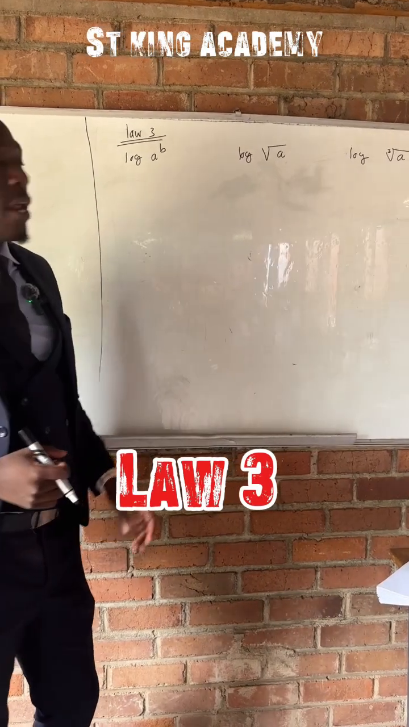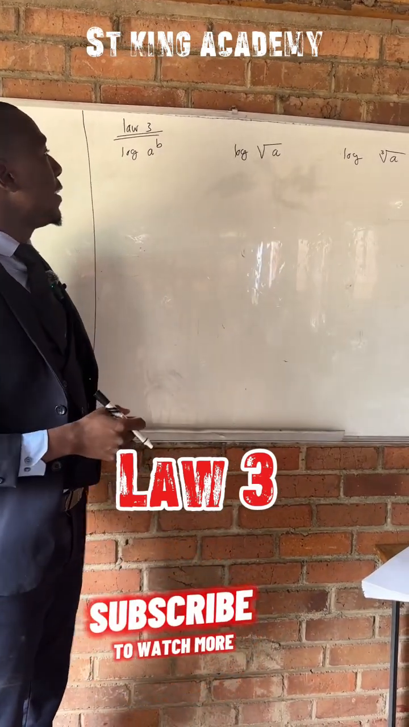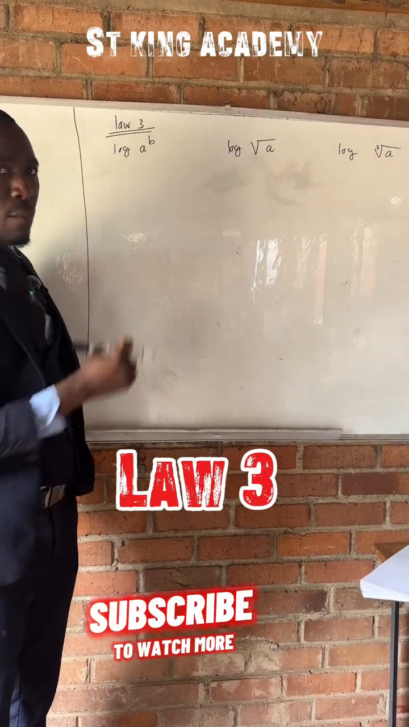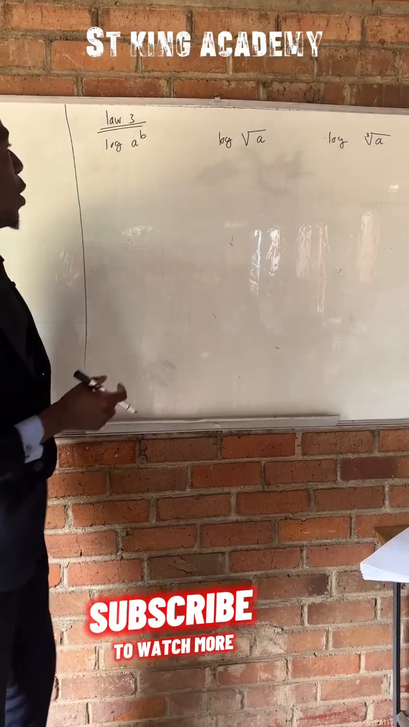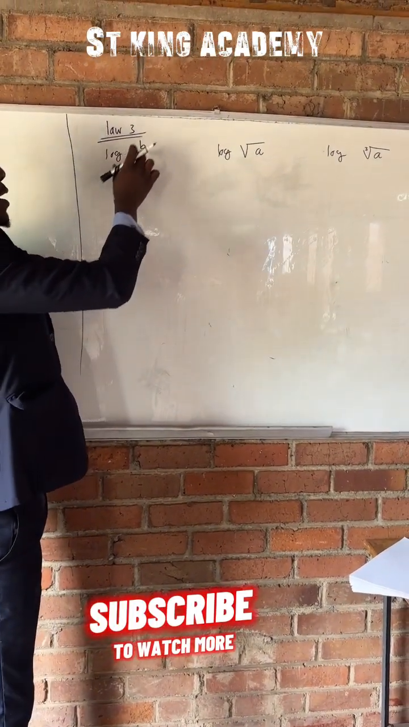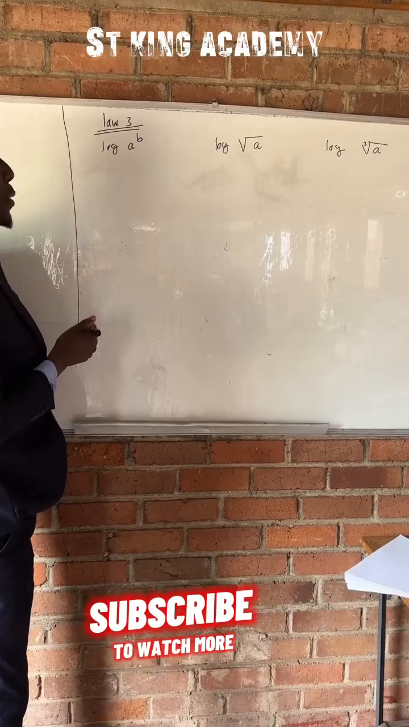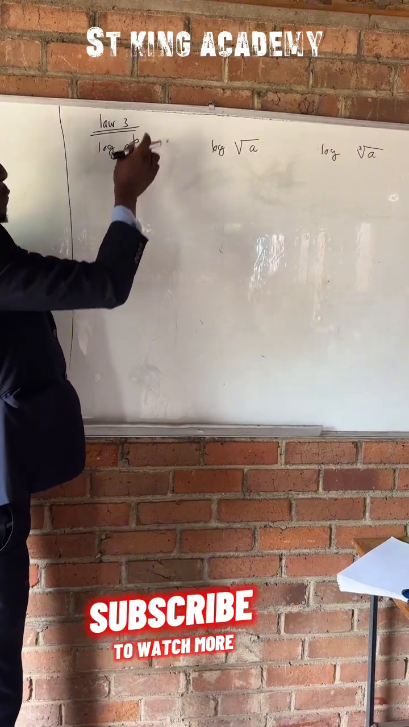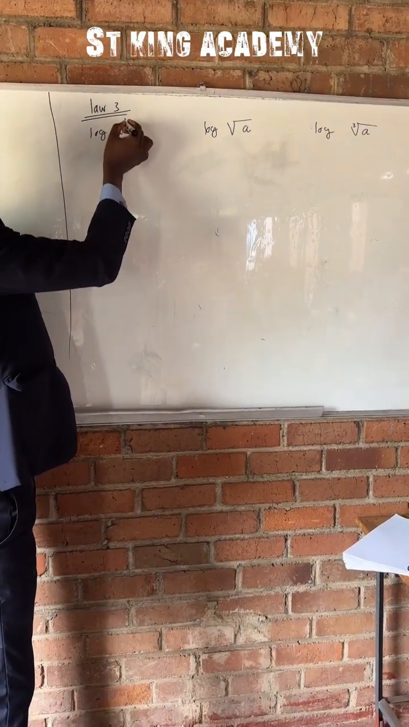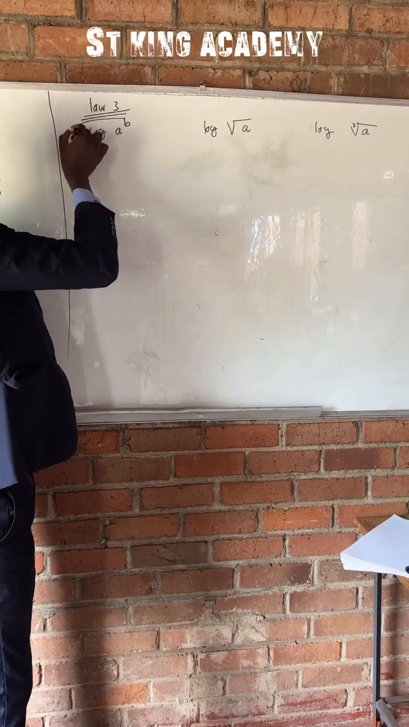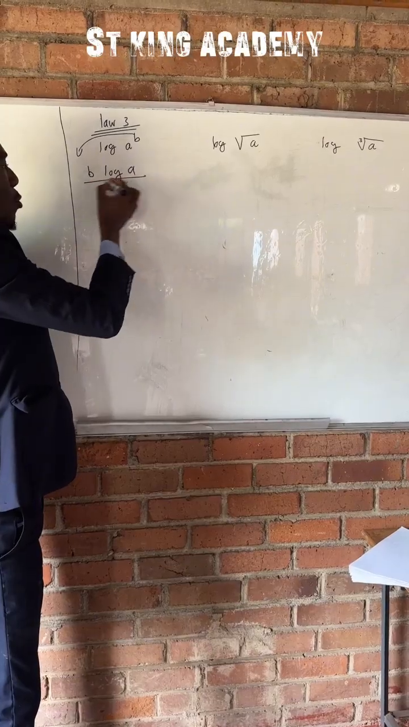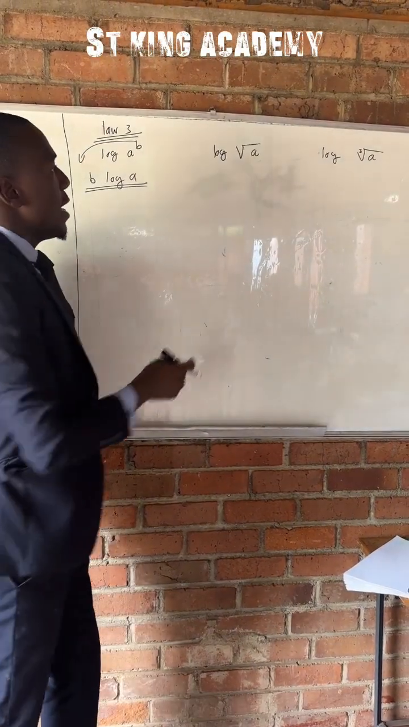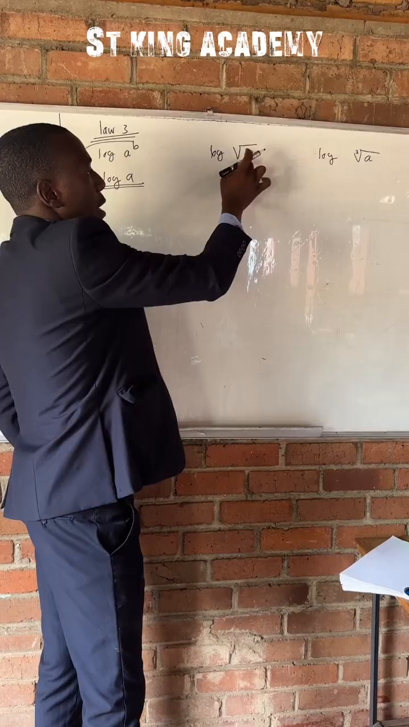Okay, still on logarithms, and we are on law number 3. Law number 3 is one of the most important laws of logarithms. So we are given log A raised to the power of B. That will be the same as we take power B to this side, so it's now B log A. Are we together? Then we are given log root what?